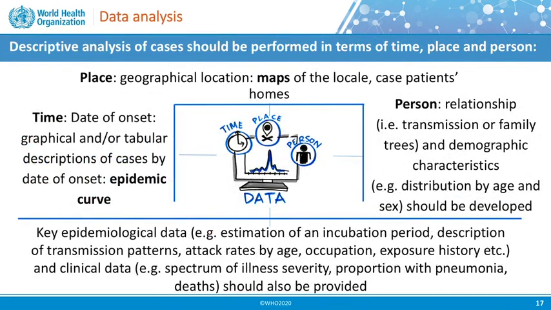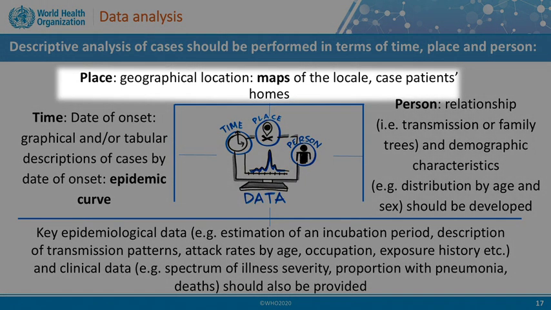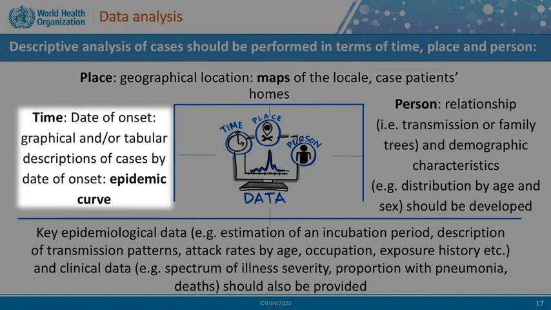Descriptive analyses of the data that you collect from these cases should be performed looking at time, person, and place. And what we mean by this is, place: what is the geographic location of where these cases have been identified? Create maps looking at where individuals either reside or where those individuals have been. Time: what are the dates of symptom onset of the cases that have been identified? Graph this or put this in tables so that you can better describe the progression of cases that have been identified over time, and create an epidemic curve.